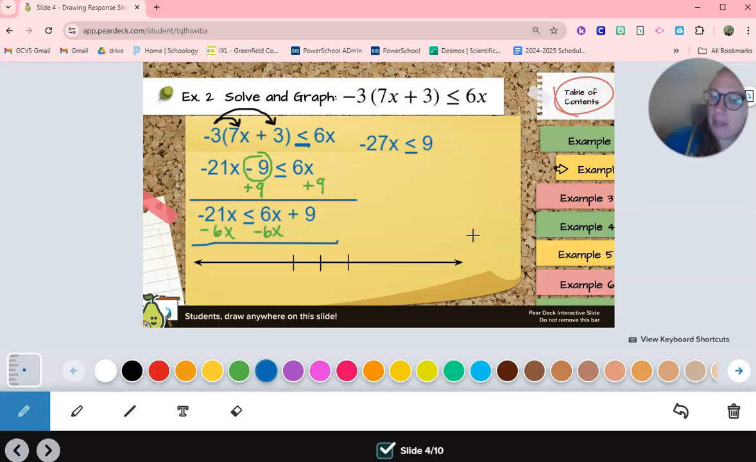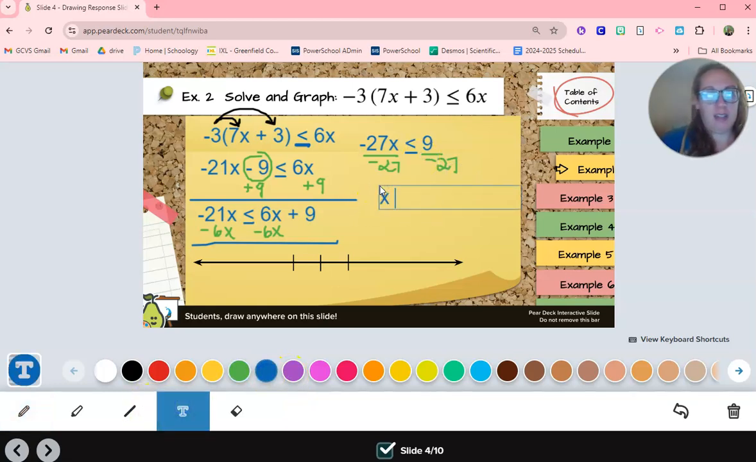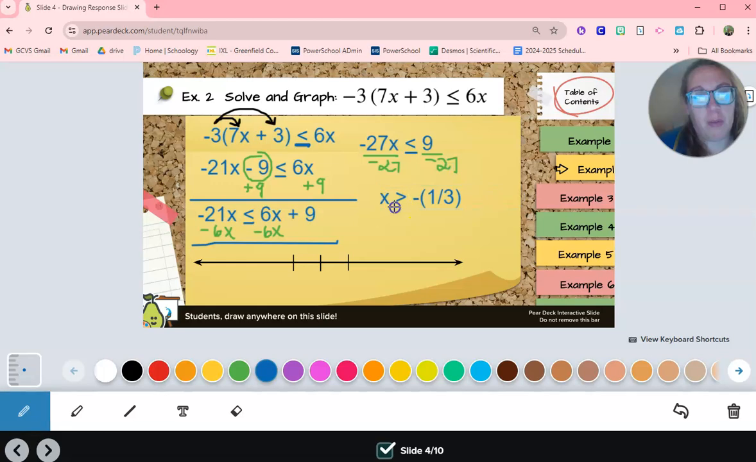-21 minus 6 is -27. Finally, this is -27 times x, so I'm just going to divide both sides by -27, and I have x. Because I divided by a negative, we're going to, say it out loud, flip the sign. So we have greater than or equal to 9 divided by -27, which is the same as -1/3. And I'm going to put my or equal to sign.